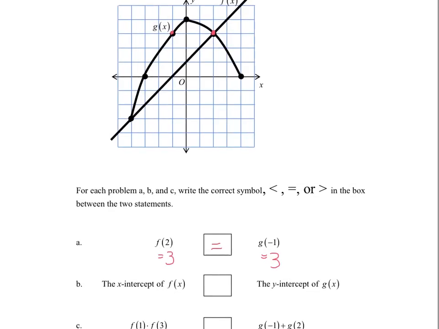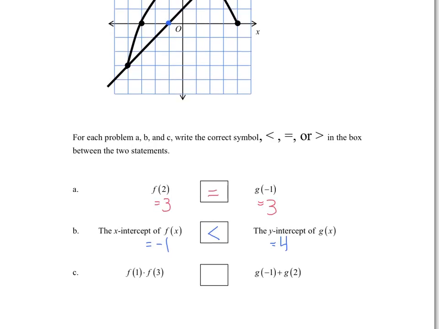Our next one is the x-intercept of f of x. X-intercept is where it crosses the x-axis, so that is right here, when x is negative 1. The y-intercept of g of x is right here, which is when it equals 4. So the y-intercept of g of x is greater than the x-intercept of f of x, or the x-intercept of f of x is less than the y-intercept of g of x.